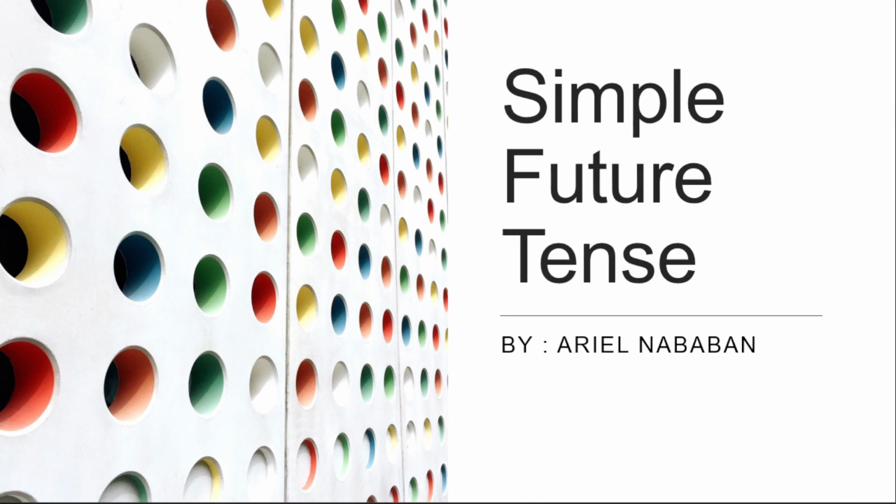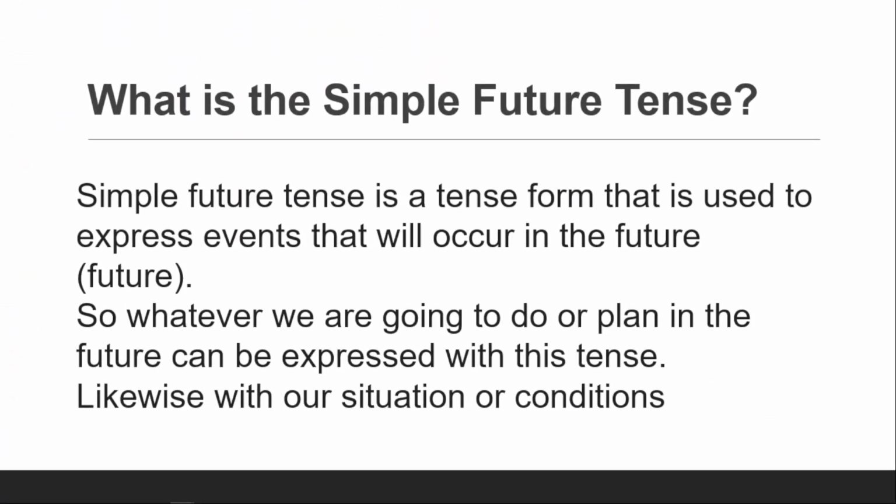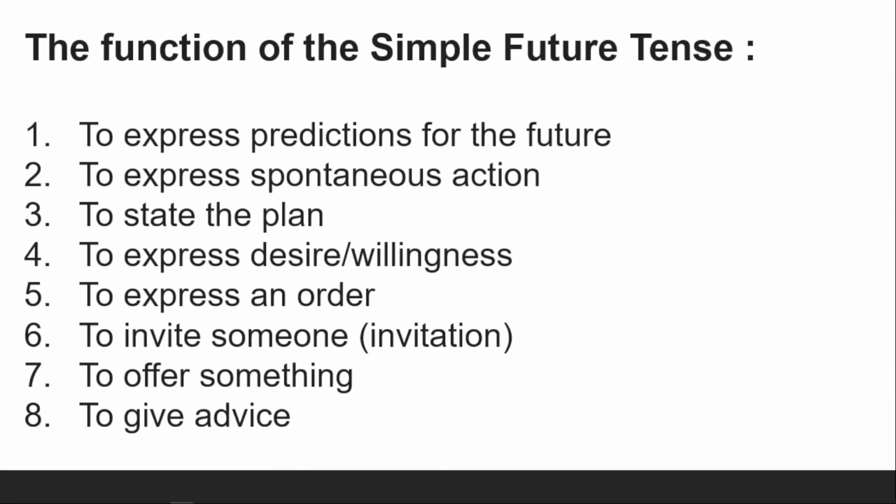So, what is the simple future tense? Simple future tense is a tense form that is used to express events that will occur in the future. Again, future. So, whatever we are going to do or plan in the future can be expressed with this tense. Likewise, with our situation or conditions.